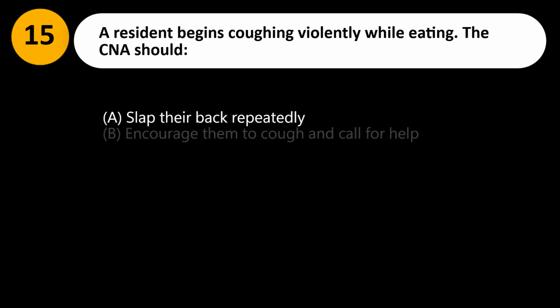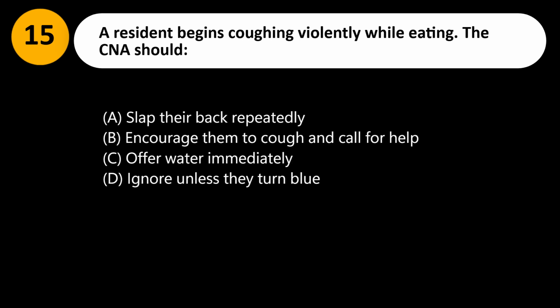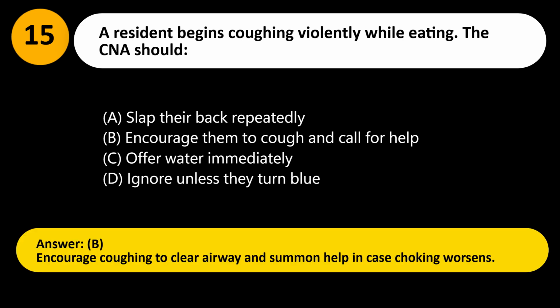A resident begins coughing violently while eating. The CNA should: A. Slap their back repeatedly. B. Encourage them to cough and call for help. C. Offer water immediately. D. Ignore unless they turn blue. Answer, B. Encourage coughing to clear airway and summon help in case choking worsens.